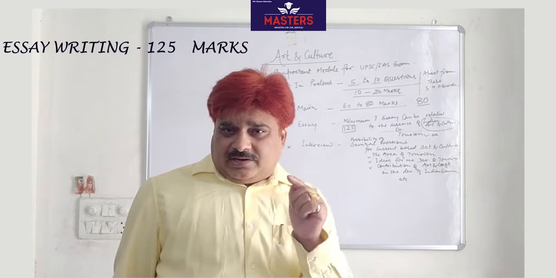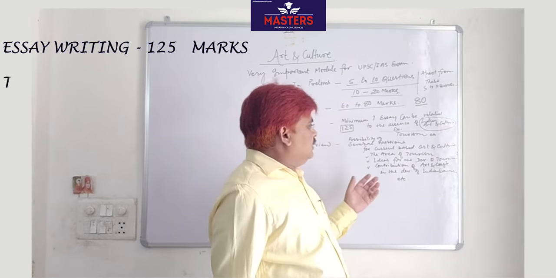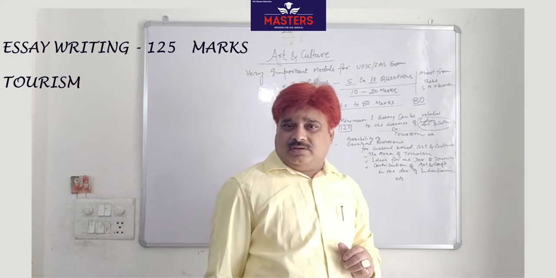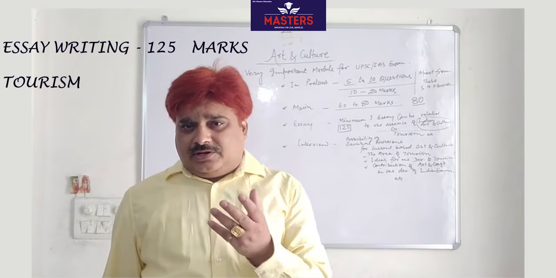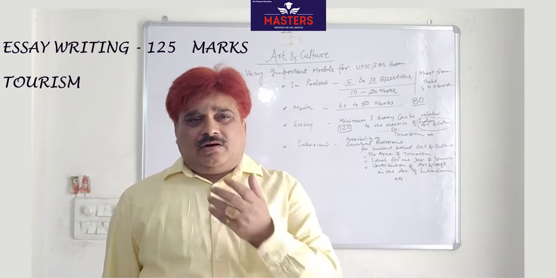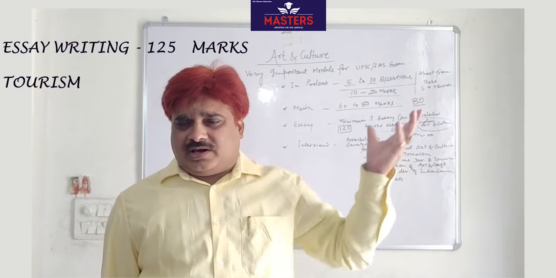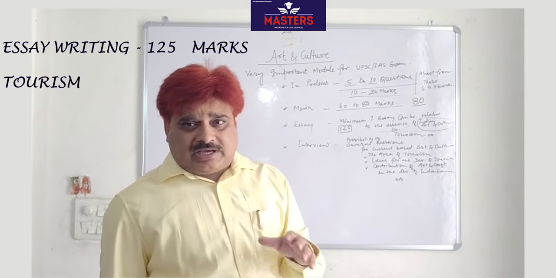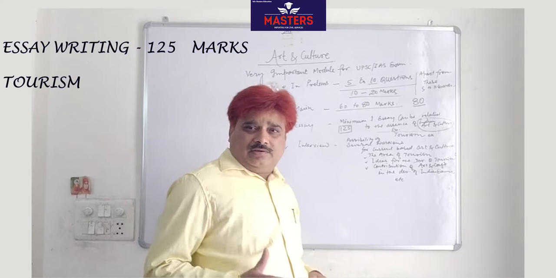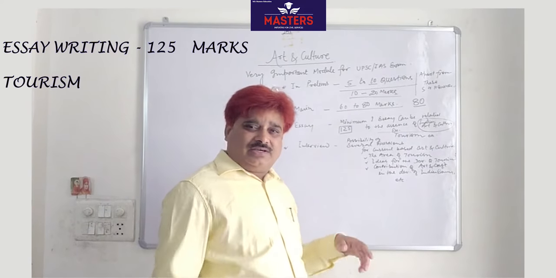One essay definitely demands what? The information of Indian art and culture, like tourism. Tourism also needs information about Indian art and culture, artistic, or the area of famous architecture like Taj Mahal or Qutub Minar or Red Fort. So these types of contents related to tourism definitely want what? The information about mature ideas about art and culture.